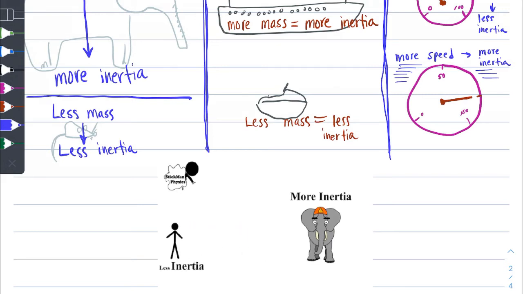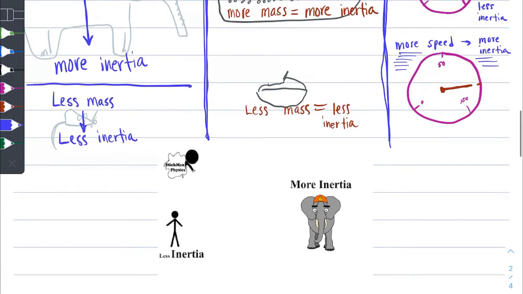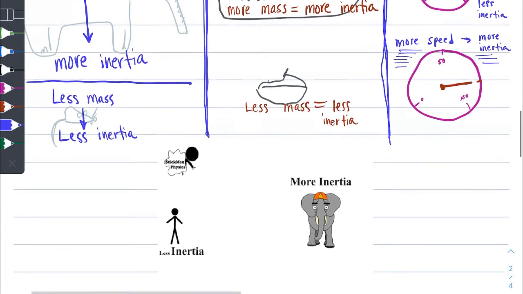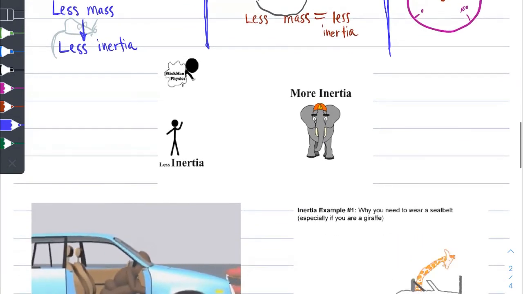You can see the resistance to them moving. If you have less inertia, it's way easier. You have less resistance to move, so you fall to the ground. The elephant has more inertia, so it has more resistance. It doesn't fall to the ground.